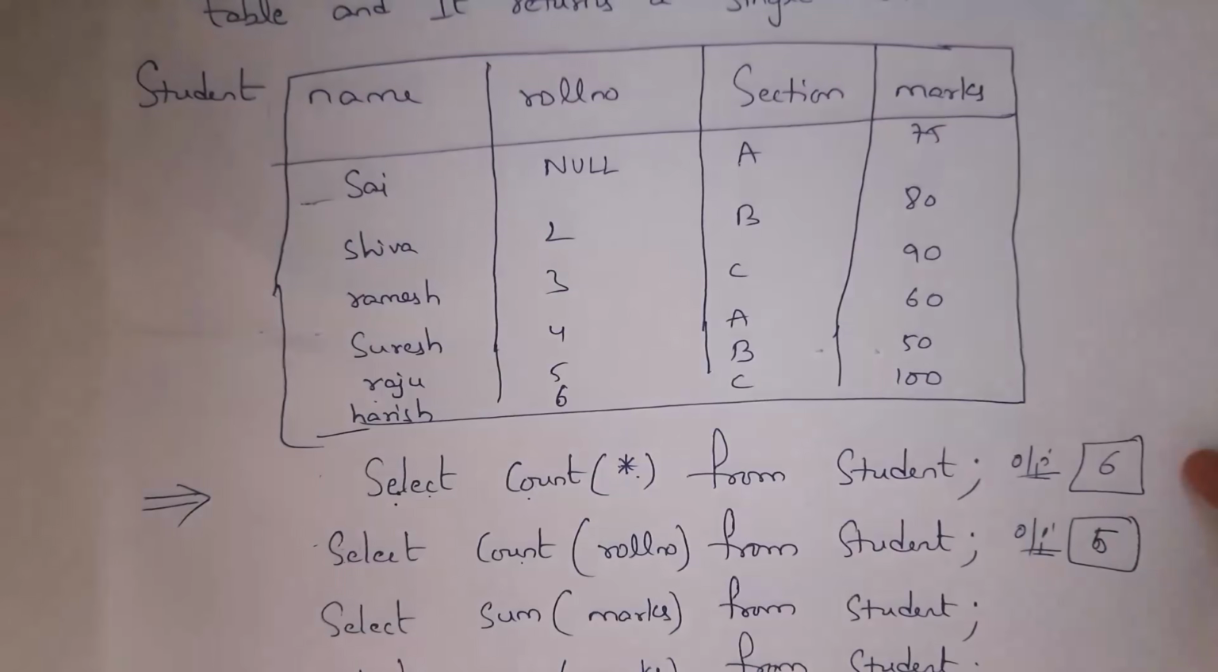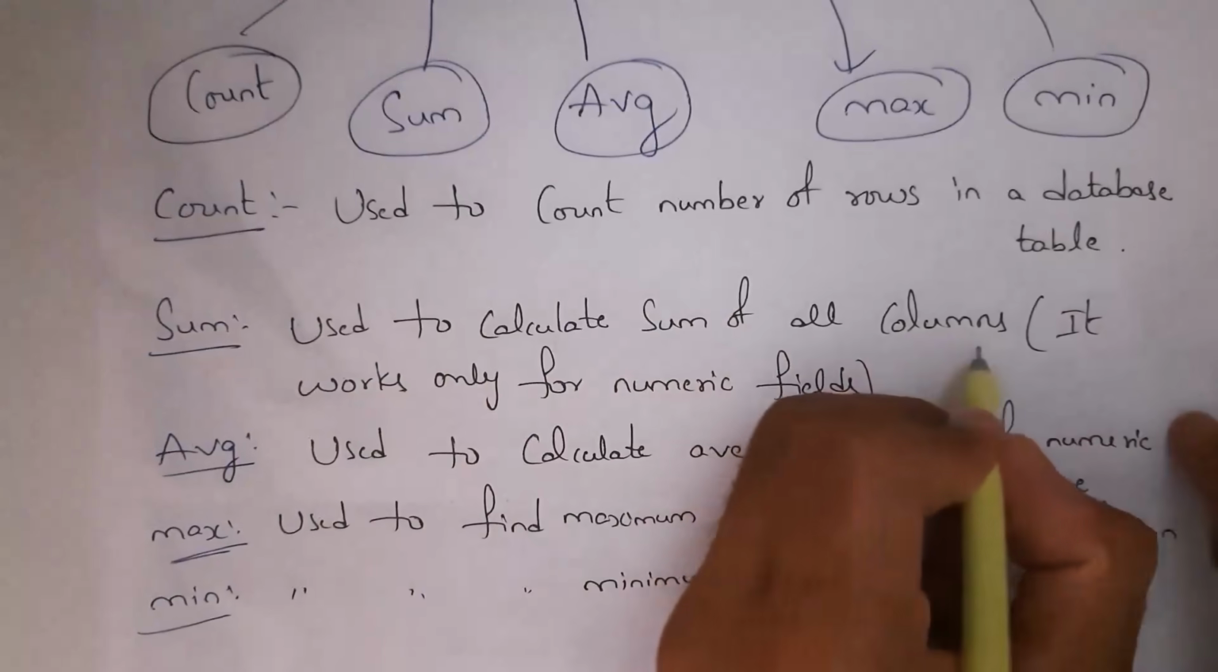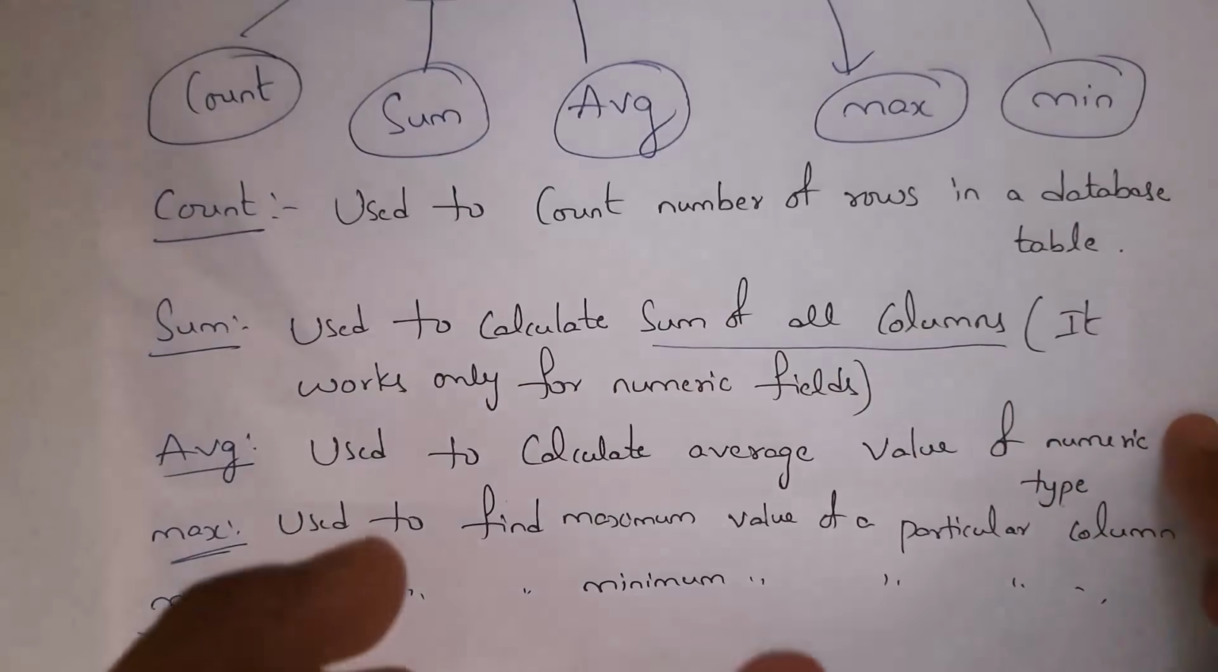5 is my output. Next one is the sum function. The sum function is used to calculate the sum of all values in a column, and we can apply the sum function only to numbers.